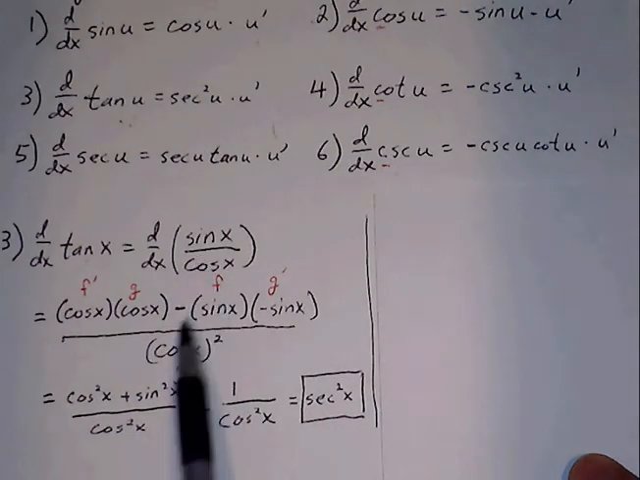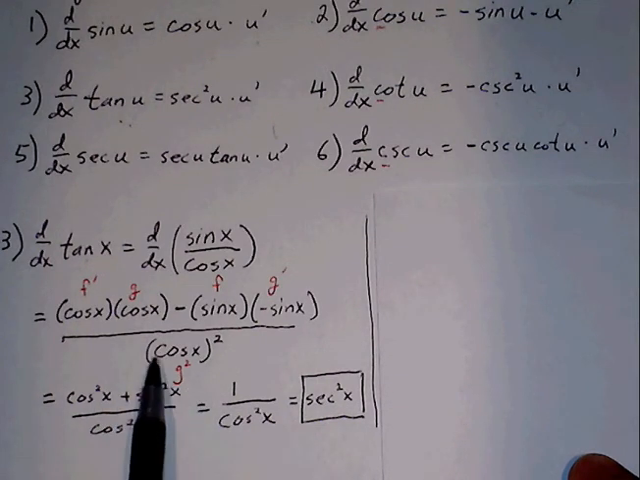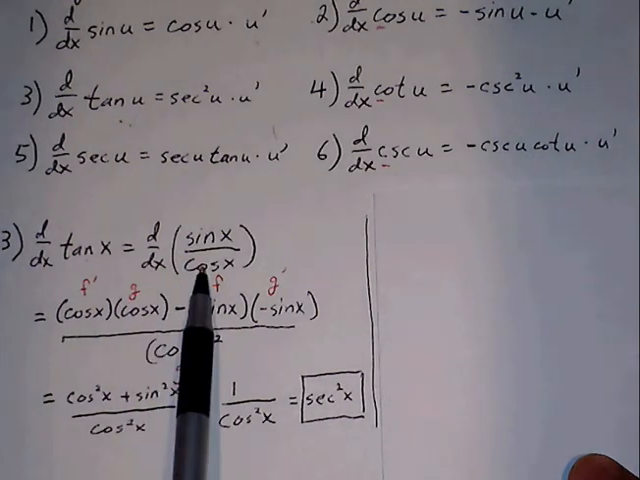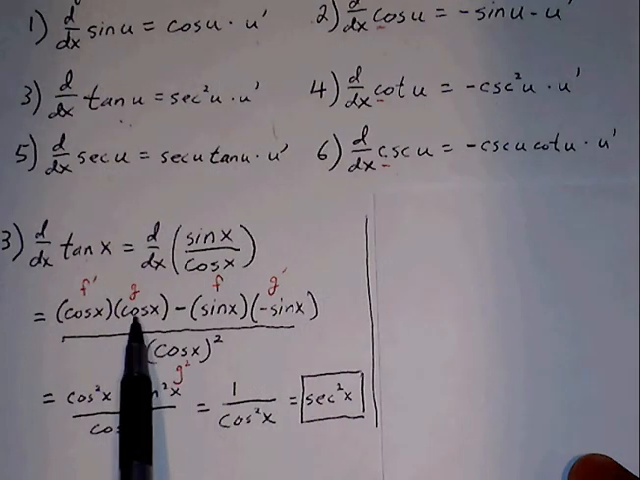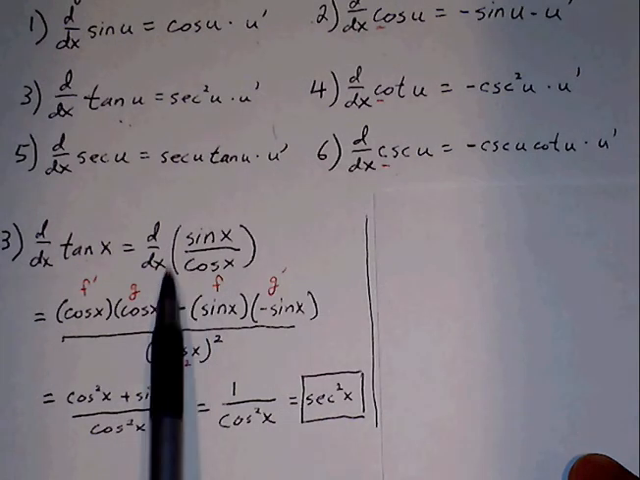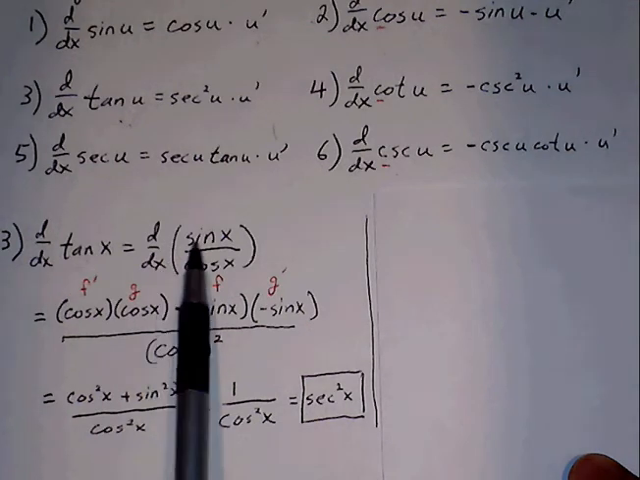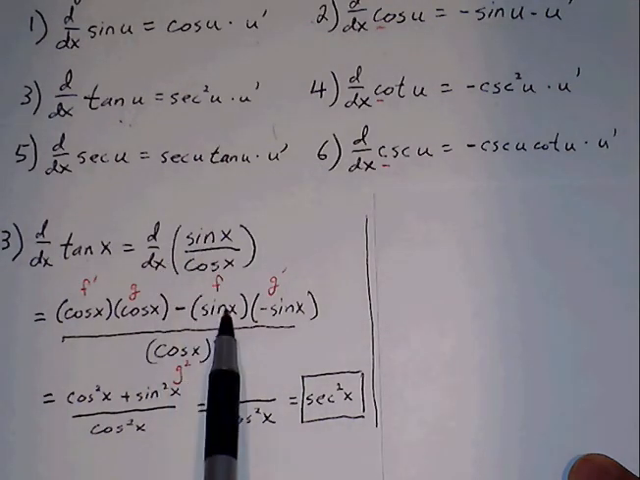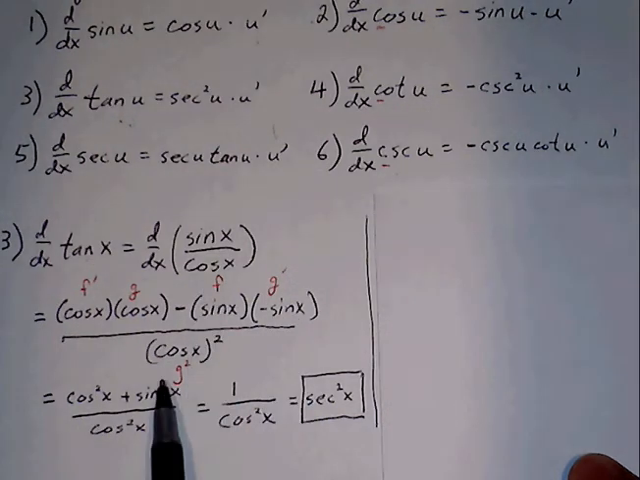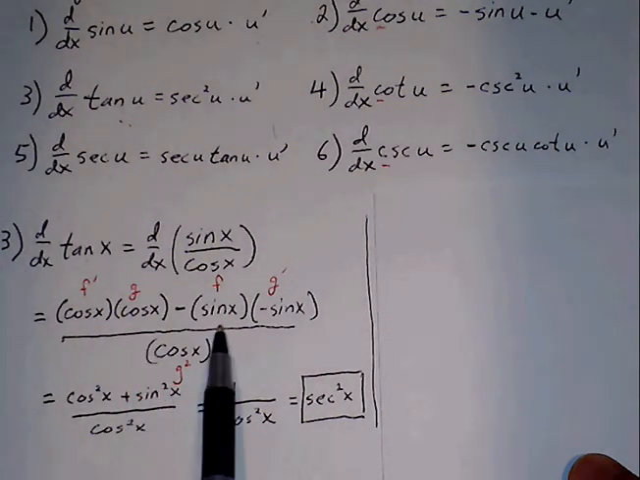So quotient rule, the derivative is f prime g minus f g prime all over g squared. So the derivative for sine is cosine. The derivative of my g function, my cosine, is negative sine. So we have the derivative of sine, cosine, times the original g function, which is cosine, minus the original f function, sine of x, times the derivative of cosine, which is negative sine of x, all over the denominator squared, all over cosine x squared. Now we can combine the terms in the numerator.